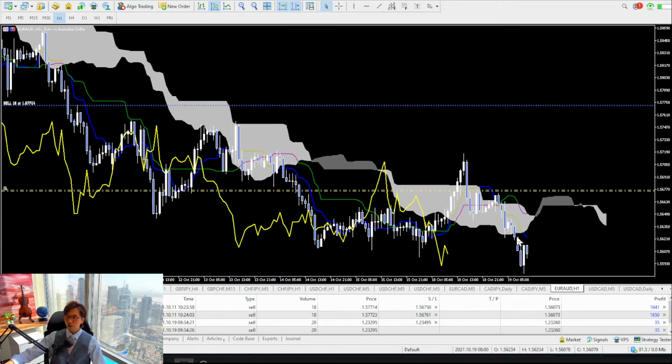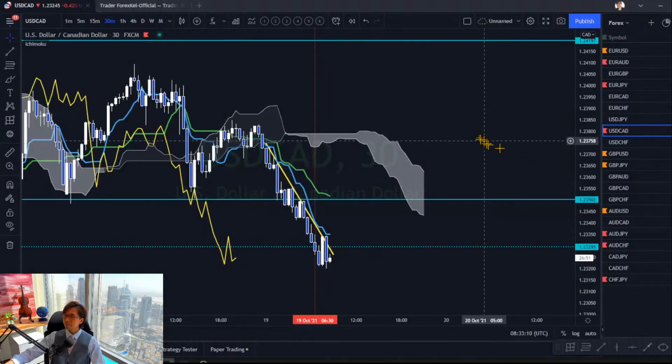Whenever it retraces backwards, then I will just exit. Right now I'm fixing a profit of 96 pips. If the market reverses backwards, I will just fix that profit and leave these positions. But the trend seems to be downtrending still, so I just follow the downtrend along the way. So basically, these are my 2 trades on EURAUD and USDCAD.